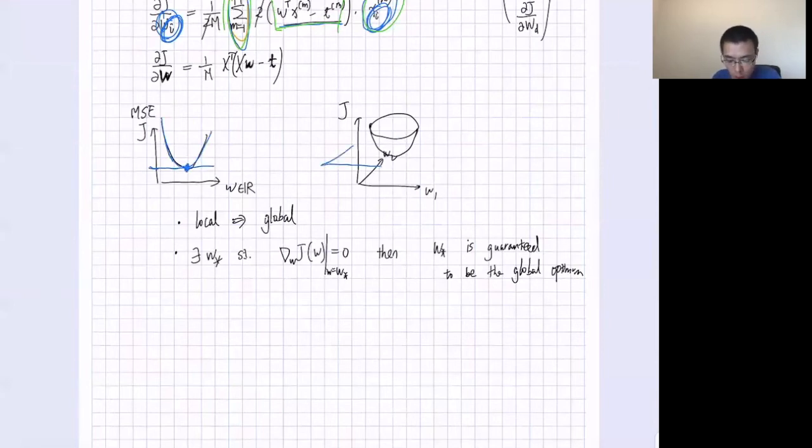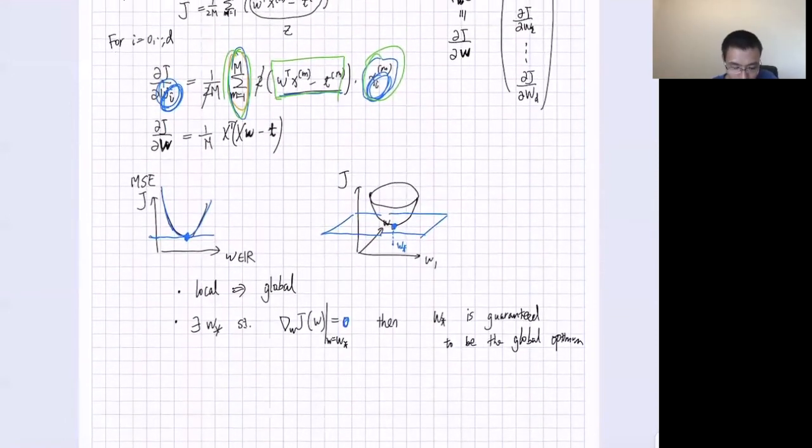Likewise, you can have a plane here. So if I can find a plane whose partial derivative is 0, is a 0 vector, then every other point has to be above this horizontal plane. Then the point here is actually the optimum. So this is the optimum.